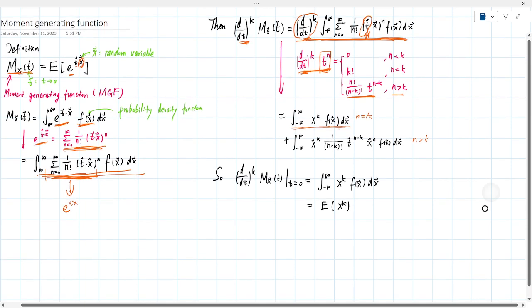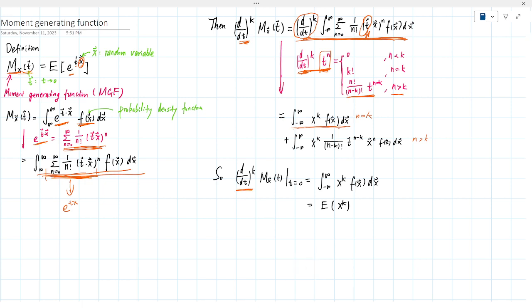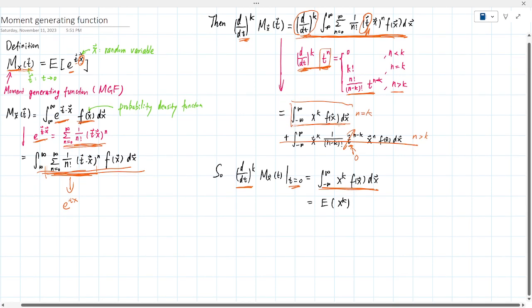If we do the derivative to the kth power, it will essentially yield x to the k, because if you calculate at t equal to 0, this will go to 0. This will become 0. Thus, this term will become 0, so we're left with this term.